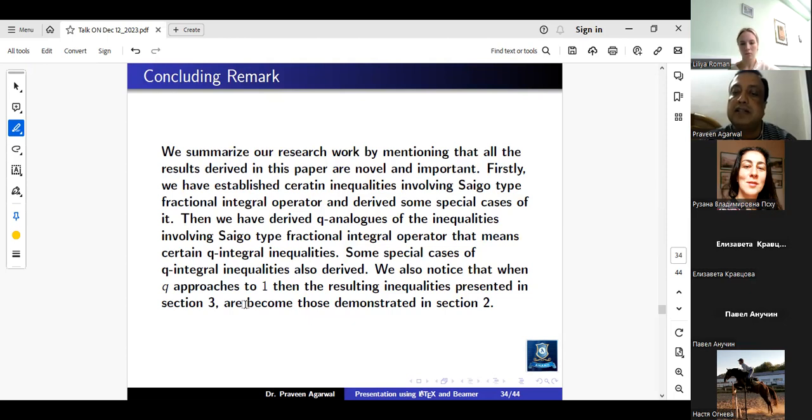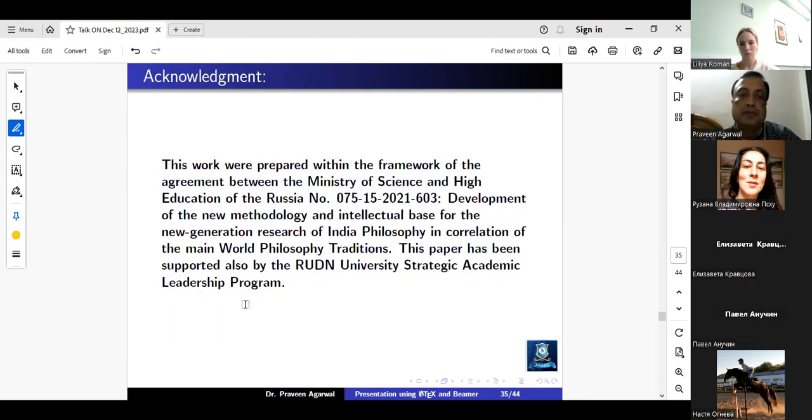We also noticed that when q approaches 1, then the resulting inequalities presented in section 3 become those demonstrated in section 2.